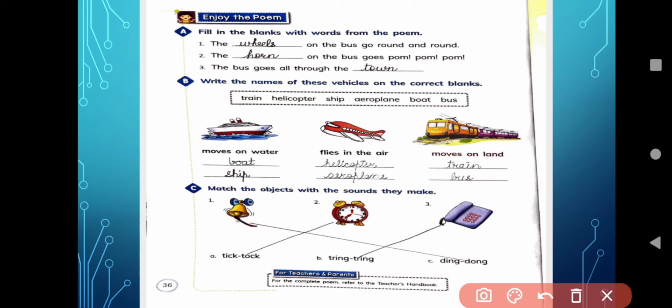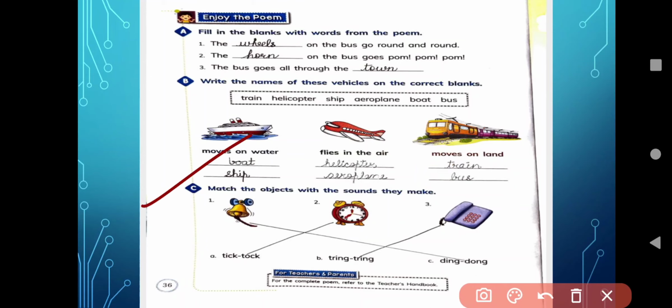Okay, now B exercise. Write the names of these vehicles on the correct blanks. So, which vehicle moves on the water? Yes, it's a boat or ship. Next, which vehicle flies in the air? It's a helicopter or aeroplane. And which vehicle moves on the land? Yes, it's a train, bus, car, etc.